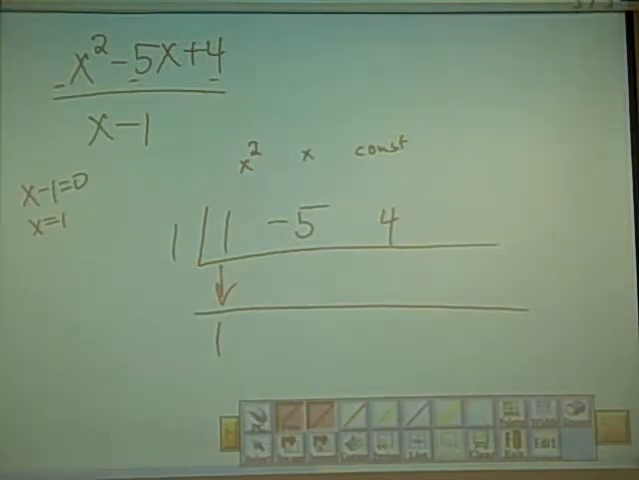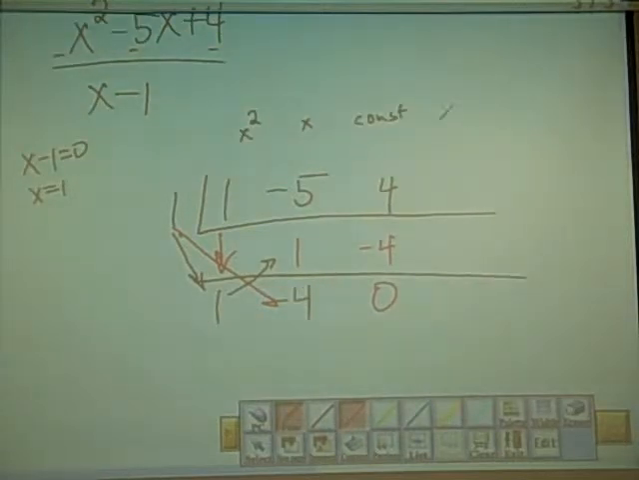So that's going to be a 1. And now we're going to multiply 1 times 1 is 1, and we're going to bring that over to the next row. Now, depending on whether your signs are plus or minus, depends whether you're going to add or subtract. So we got minus 5 and plus 1, that'll be a minus 4. And so now we multiply 1 times negative 4, and we get a negative 4. And so now we have a positive 4 and a negative 4 that goes to 0.